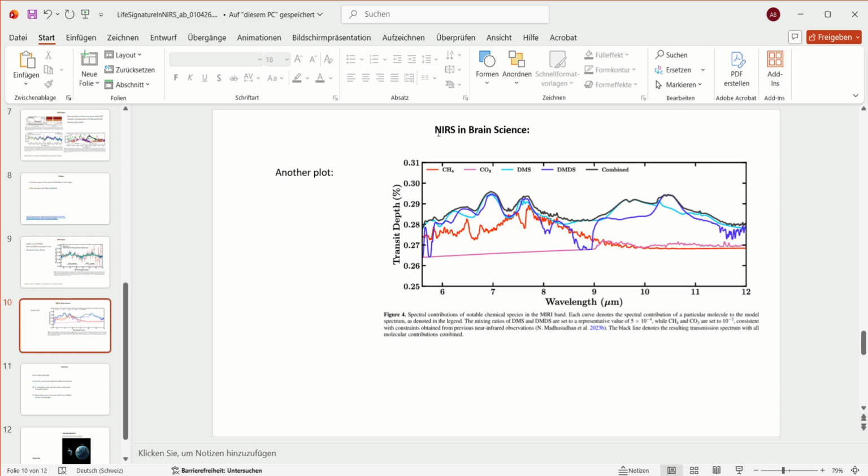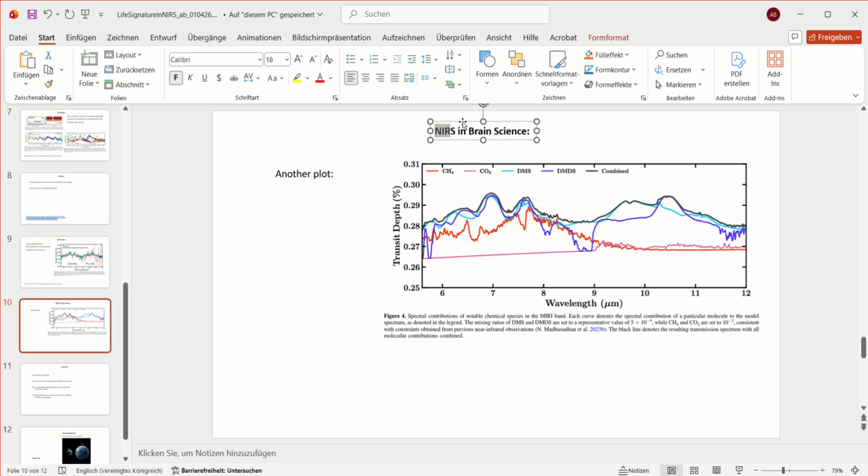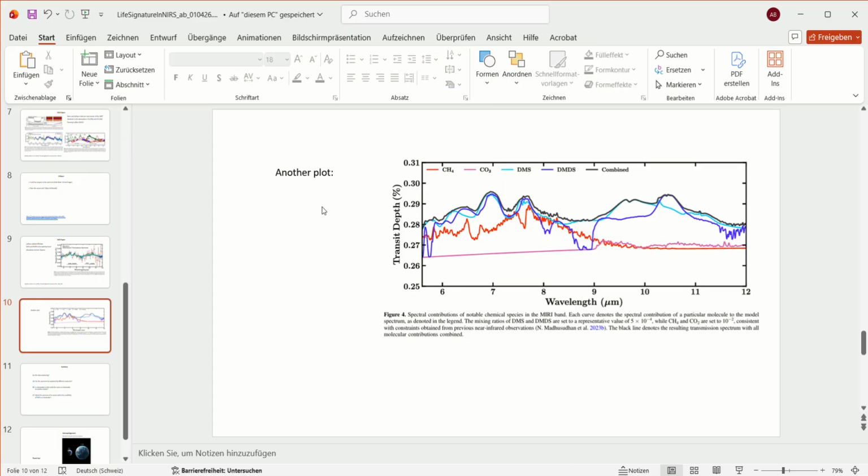And this is another plot. This is another plot, and there they fit methane, CO2, DMS and DMDS, and everything combined to the spectrum. But of course, because these overlap, you're never perfectly sure if this DMS and DMDS part couldn't be done by other molecules.